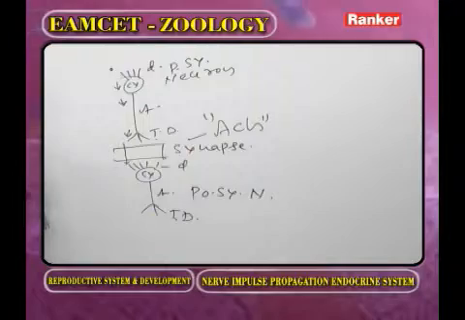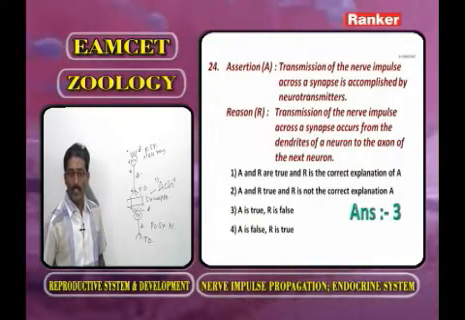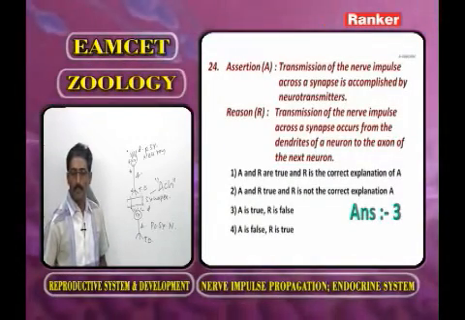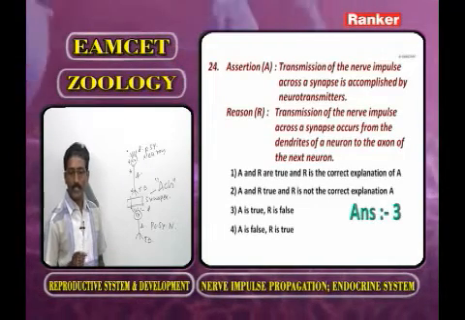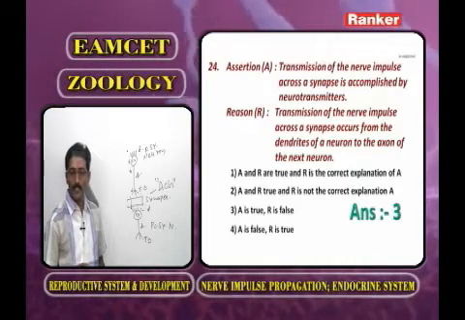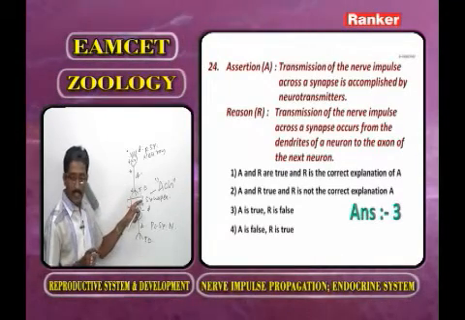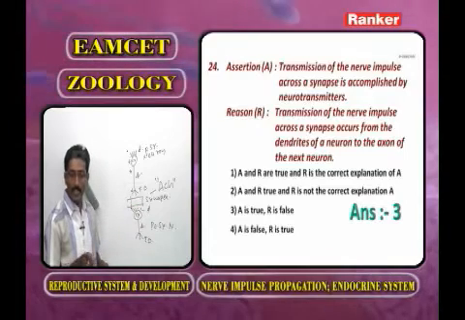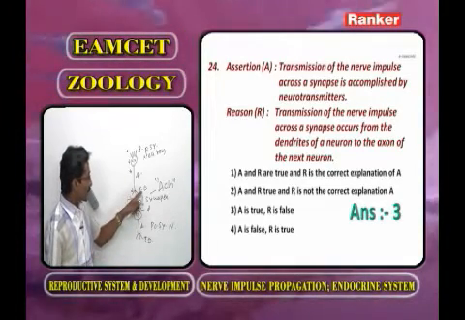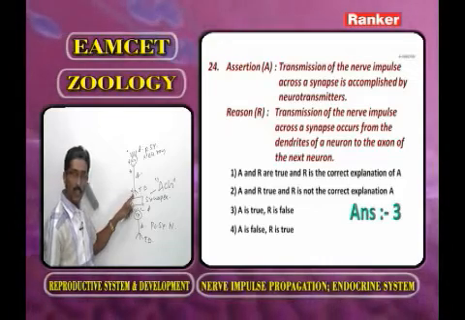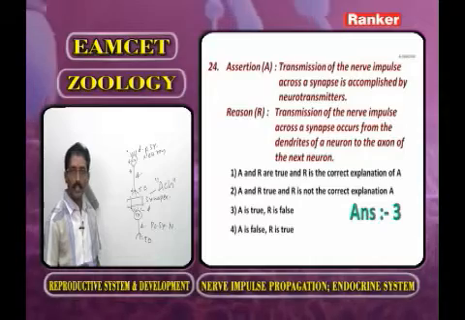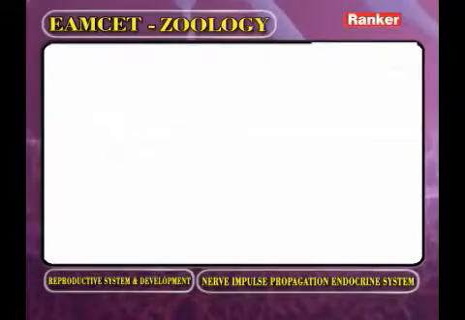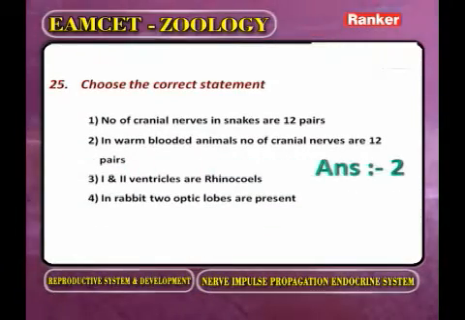Here the statement is that transmission of nerve impulse across a synapse is accomplished by neurotransmitters. That is 100% correct, so A is correct. The reason says transmission of nerve impulse across a synapse occurs from dendrites of a neuron to the axons of the next neuron. That is wrong; it is from the teledendrons of one neuron to the dendrons of another neuron. So A is correct, R is wrong. Now we go for the next question. Choose the correct statement. We have to discuss each and every statement.